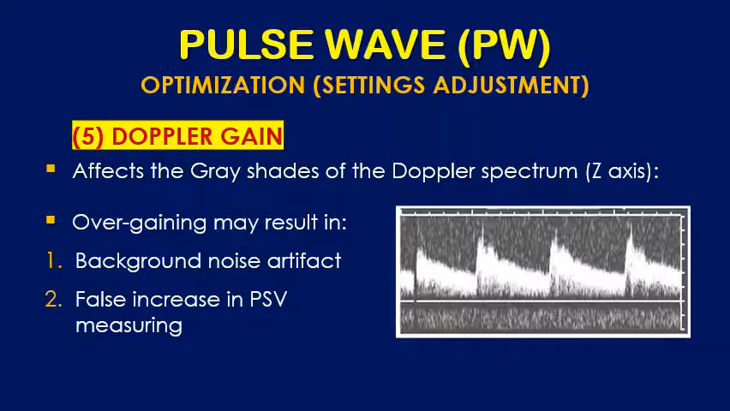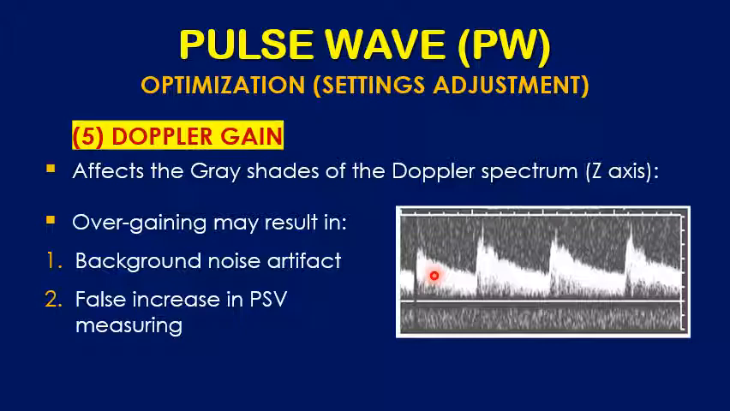So the fifth setting to adjust is the Doppler gain. Doppler gain affects the gray scale, or the gray shade, of the spectral waveform. If you look here, this is what you call the z-axis of the display, the brightness of the spectral waveform. I should have it not too bright and not too dark, so a medium gray shade is accepted.